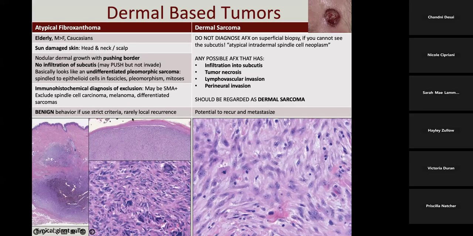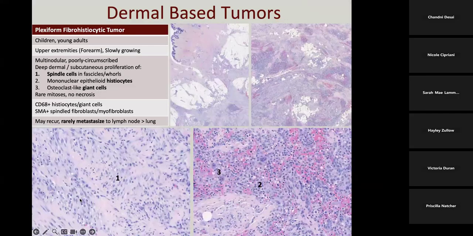And lastly, of course, any spindle cell neoplasm in an epithelial site, you'd want to exclude spindle cell carcinoma and spindle cell melanoma based on IHC or the presence of superficial in situ melanoma or in situ carcinoma. Okay, that's my caveat. Don't diagnose AFX on a shave biopsy.